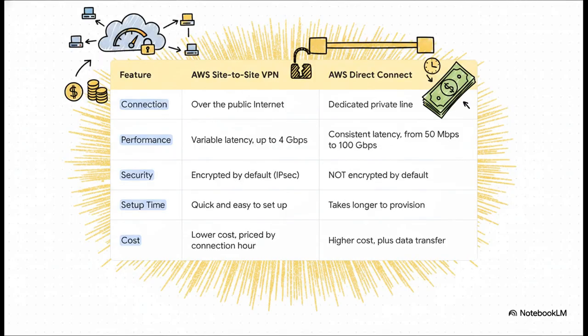For the exam, this table is pure gold. You have got to know these differences. VPN is fast to set up, cheaper, and encrypted by default, but it's at the mercy of the public internet. Direct Connect gives you massive, consistent performance over a private line, but it costs more, takes longer to set up, and this is a huge exam fact, it is not encrypted by default.